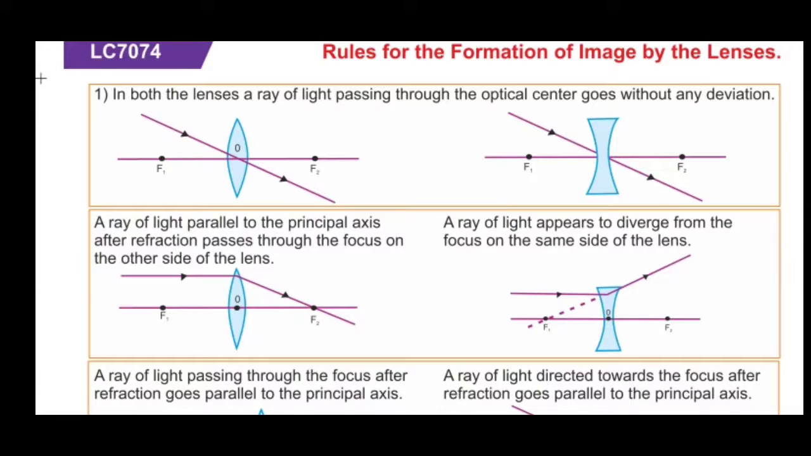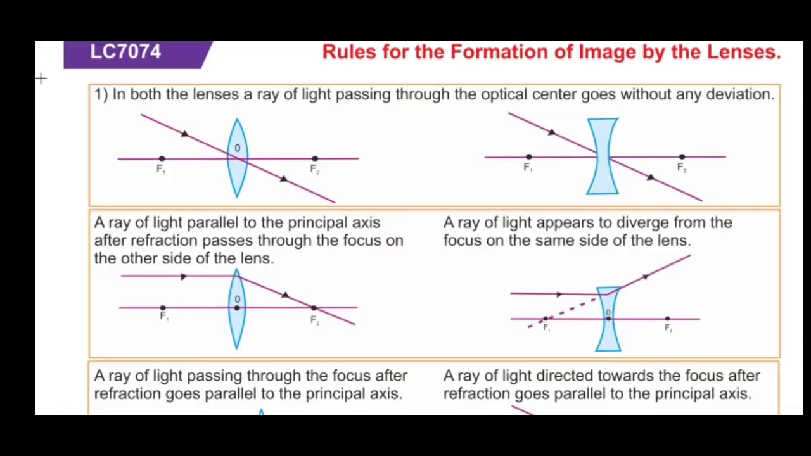So in this lecture we will be learning how to draw ray diagrams in a convex lens and a concave lens. First we will discuss the rules for the formation of images by lenses. We have already discussed that there were four rules for the formation of images by the spherical mirror. So let's see what the rules are in lenses.